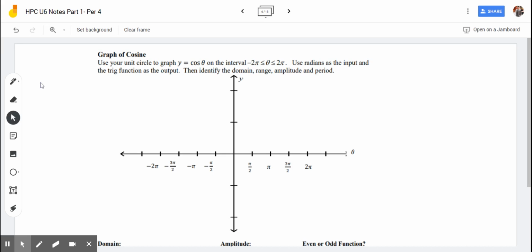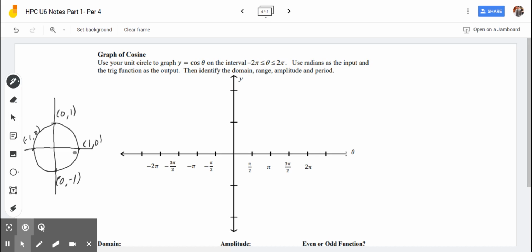So I'm going to sketch the unit circle really quick here on the side. We have the maximum and minimum for the unit circle values at (1, 0), (0, 1), (-1, 0), and (0, -1). And our corresponding radian values, again, are going to be 0, pi over 2, pi, 3 pi over 2.